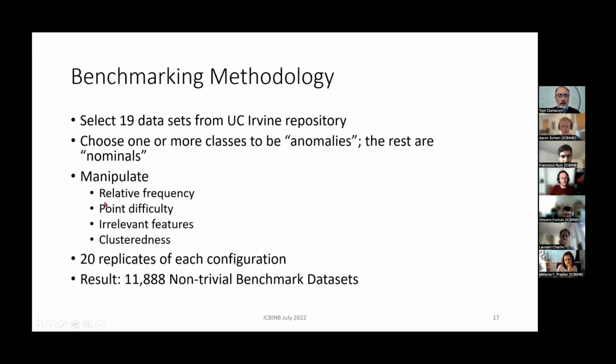In fact, we called that the relative frequency, what fraction of the data was anomalous. And we also manipulated that, and we manipulated the point difficulty, that is how deeply buried the anomalies were inside the nominal data. We would manipulate the amount of irrelevant features to challenge the anomaly detectors. And because these distance-based and density-based methods are vulnerable to tight clusters of anomalies, we tried to choose how clustered the anomalies were. And then we ended up with roughly 12,000 non-trivial benchmark data sets.